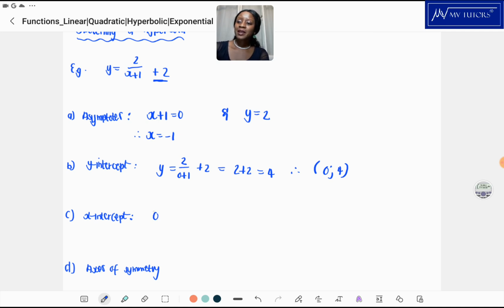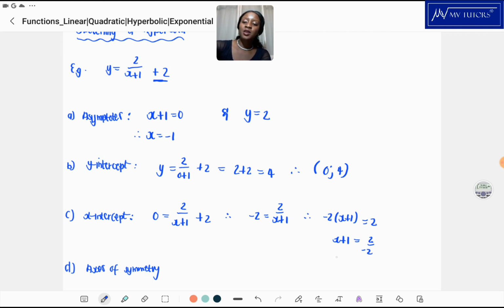So for the x-intercept, I have 0 is equal to 2 over x plus 1 plus 2. So I'm going to take 2 to the other side. And then I'm going to have negative 2 is equal to 2 over x plus 1. So I'm going to multiply negative 2 with x plus 1, and that will be equal to 2. I can then take out the 2 again. So basically I have x plus 1 is equal to 2 over negative 2, which is basically negative 1.